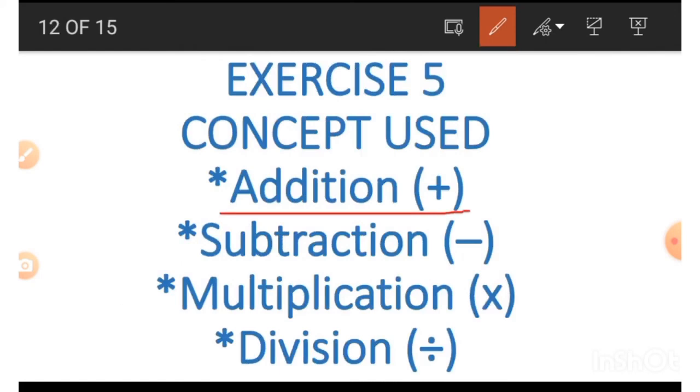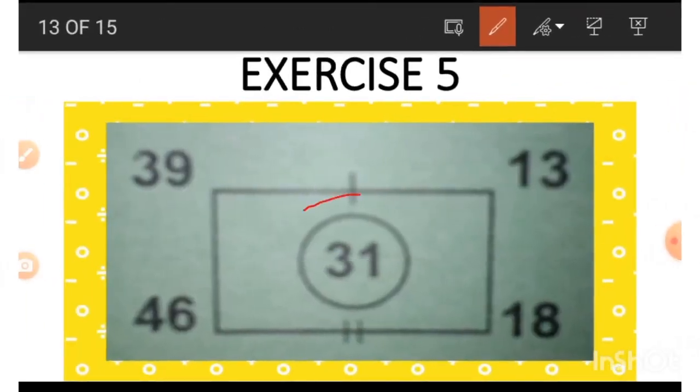Finally, we have the last exercise, which is exercise 5. The concept is the same: addition, subtraction, multiplication, and division. Now let's begin. We have a rectangle with one number inside and 4 numbers outside. If we must get 31, the number inside, we must make use of the 4 numbers outside.